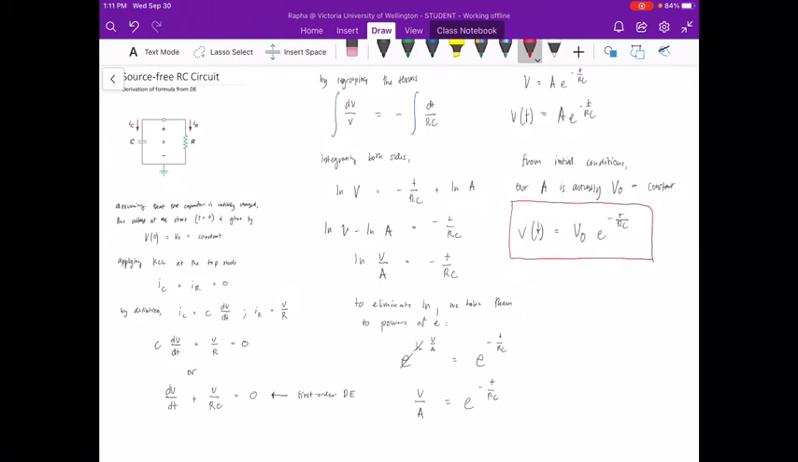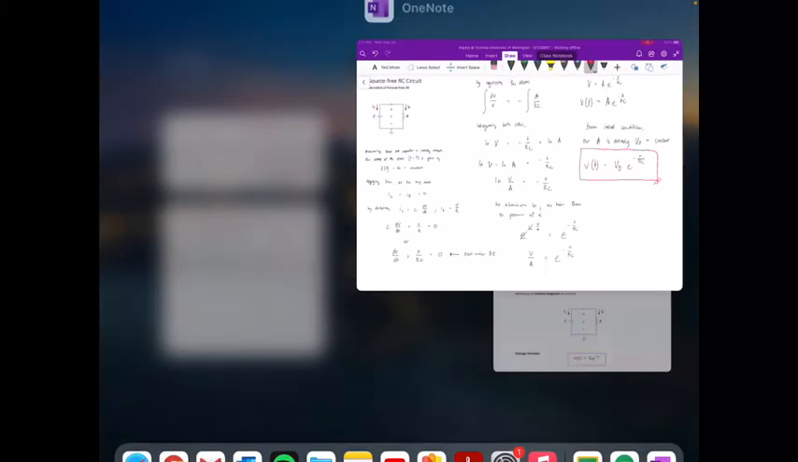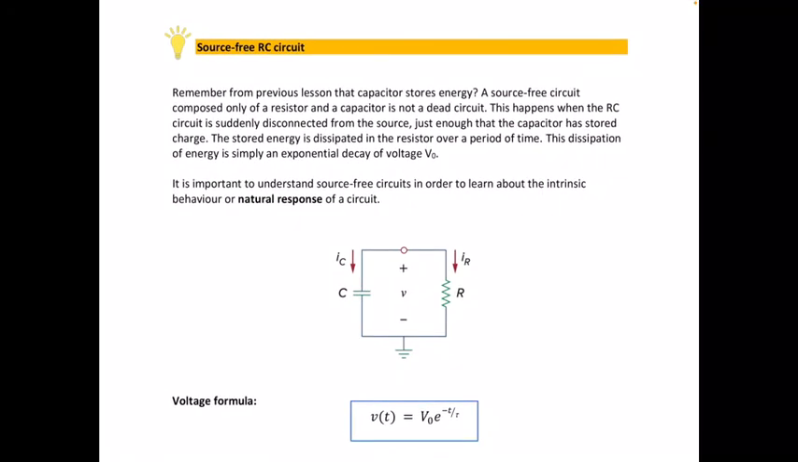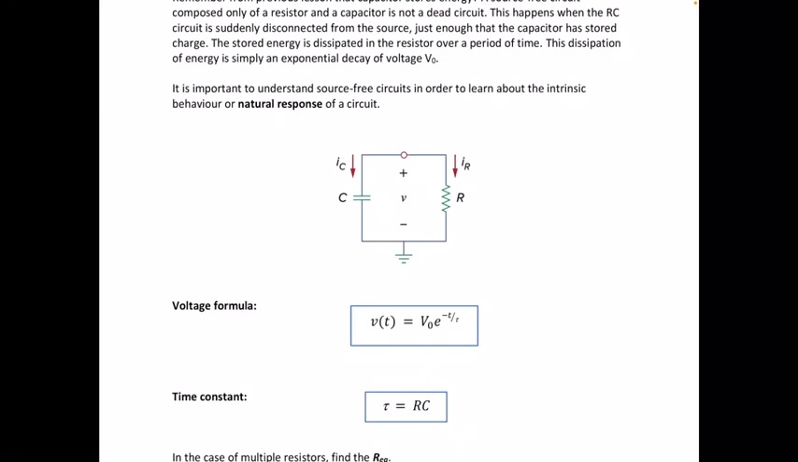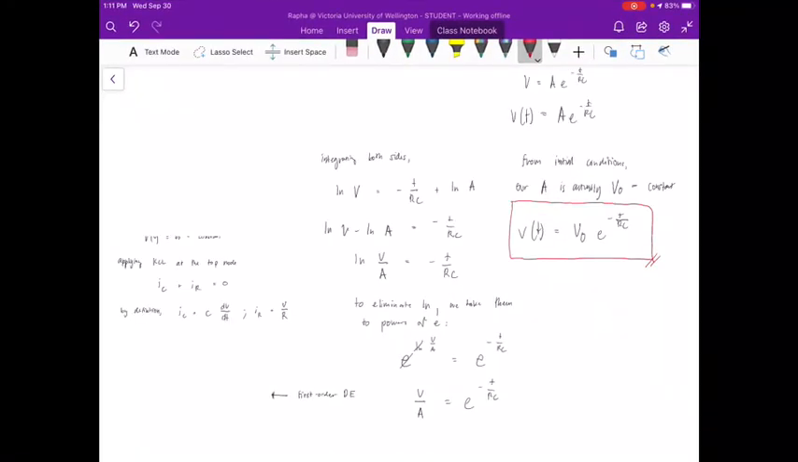Don't worry, class, the differential equation aspect of it has been provided to you already, so when we go to our assessments or quizzes, you don't need to do the entire derivation all over again, because this is the formula that you will use, and you will directly substitute the given values in this formula. That is why we have it over here. This is our voltage formula. V(t) is equal to V sub 0 e to the negative t over tau, where our tau, or time constant, is equal to RC.